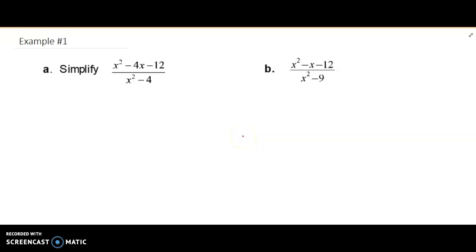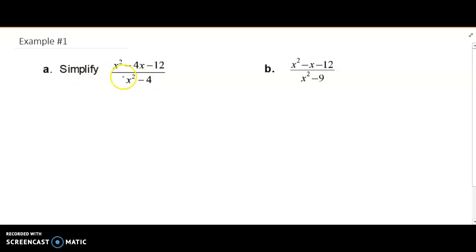Alright guys, so this is the video for 7.3 part 1. We're going to do this in 2 different days, but we're going to learn how to simplify rational expressions when we multiply and when we divide. Okay, so just kind of as an easier one, we're going to look at A and B here in example 1.